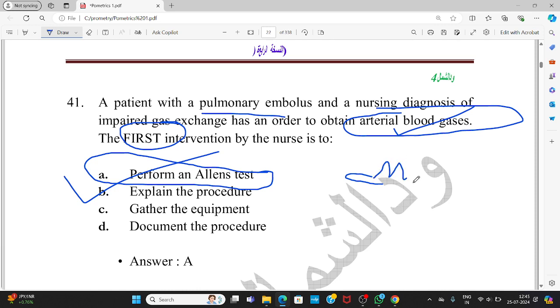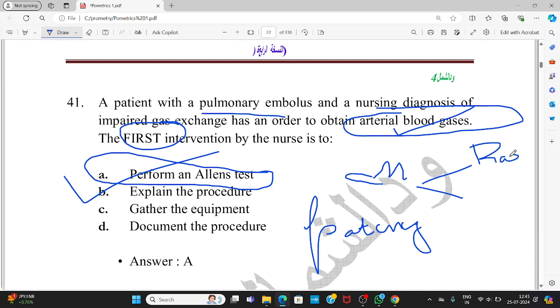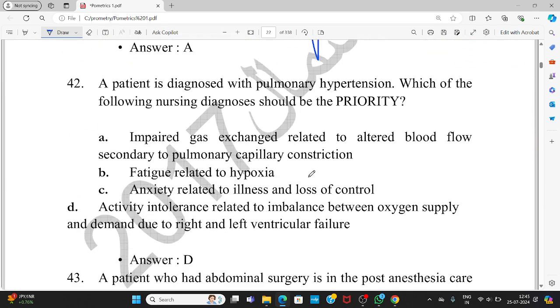It is a test which is used to identify the patency of your artery. Patency of the artery. Mainly, you have two arteries in your hands. One is radial and the other one is ulnar. So, you check the patency of this radial and ulnar artery by Allen's test. So, it is very important to know Allen's test, and that is the test which we use as a first intervention before doing arterial blood gas analysis.